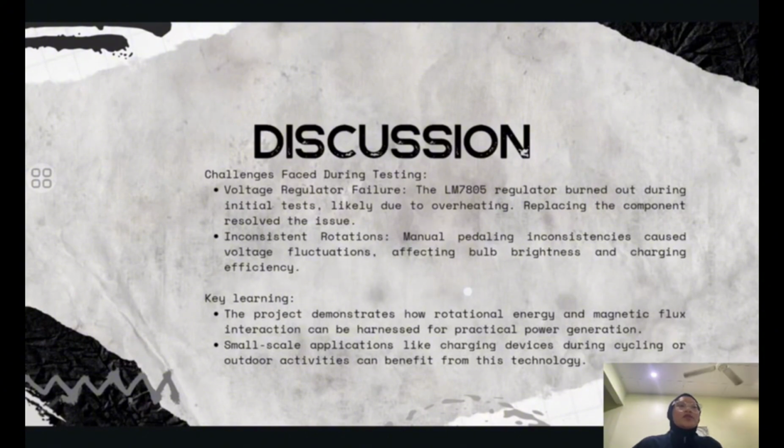So what we learned from our project is that the project demonstrates how rotational energy and magnetic flux interaction can be harnessed for practical power generation. Small-scale applications like charging devices during cycling or outdoor activities can benefit from this technology.